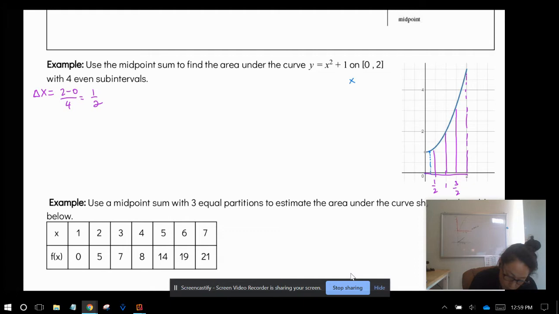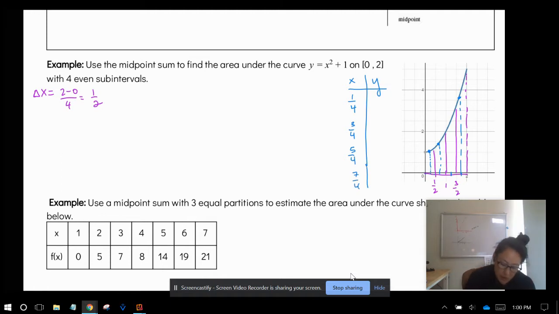So I'm going to build my table. I need the height at 1/4. I need the height at 3/4. And then between 1 and 1 1/2 would be 5/4. And halfway between 1.5 and 2 would be 7/4.